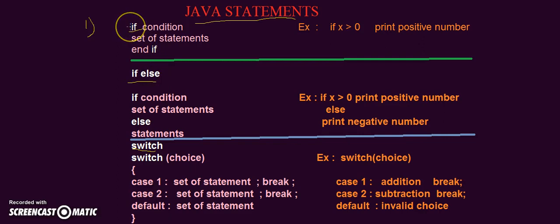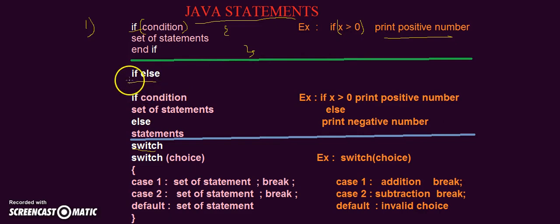The syntax for the if statement is: if, you write the condition within brackets and write some set of statements and end it. For the beginning and ending of the if statement, you have to use the curly brackets. The example is: if x greater than 0, then print it is a positive number. Here we are using only the if condition.